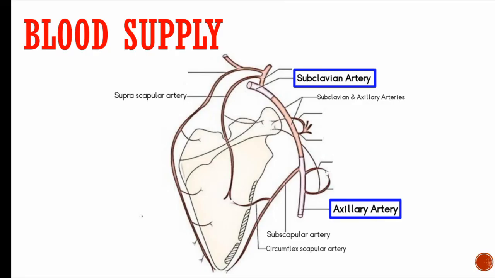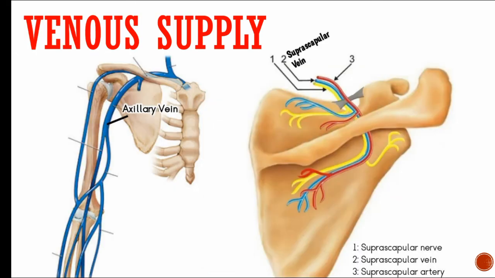Next one is blood supply. The main blood supply is by the anastomosis of subclavian artery and axillary artery. These two arteries anastomose to each other and form the blood supply of the scapula. The suprascapular artery and the circumflex scapular artery of the subscapular artery also supply the scapula, which are from the anastomosis of subclavian artery and axillary artery. The next one is venous supply. The venous drainage is by axillary vein and suprascapular vein.